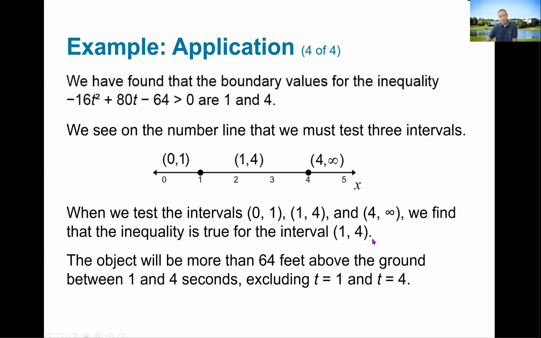Now you have to ask the question, should we put brackets around the 1 and 4? And a quick answer to that is no, because our problem was strictly greater than. We don't want the values in which this expression is equal to 0. We want only the values where it's greater than 0, and that's going to be for the values in between 1 and 4. So our solution would be the interval of time between 1 and 4. So the object will be more than 64 feet above the ground between 1 and 4 seconds. And then just to make sure it's clear, I would say excluding t equals 1 and t equals 4, because it's not true at those points. It's only true in between them.